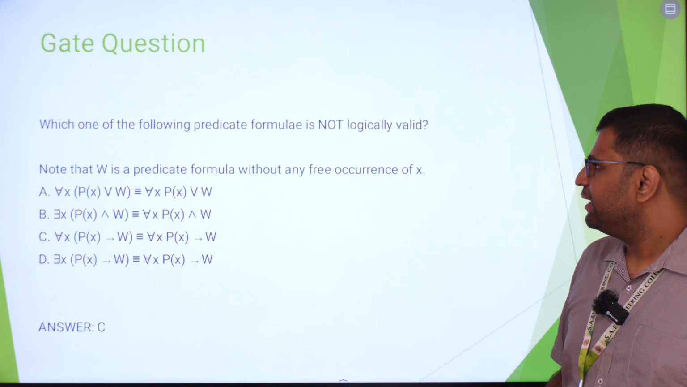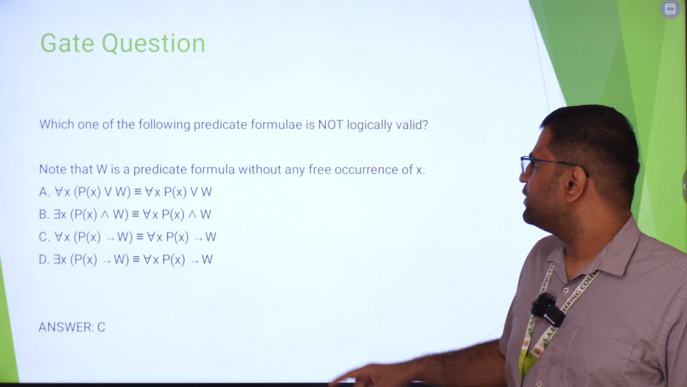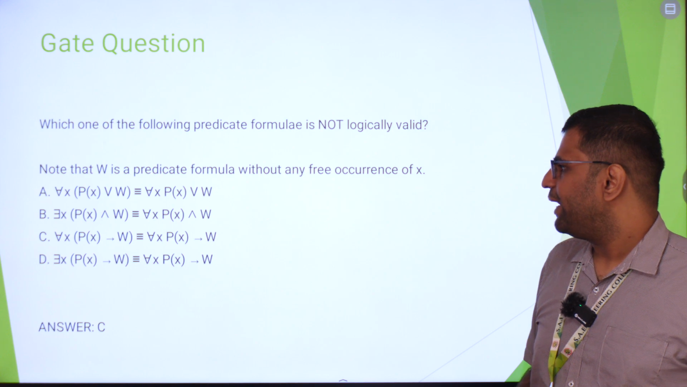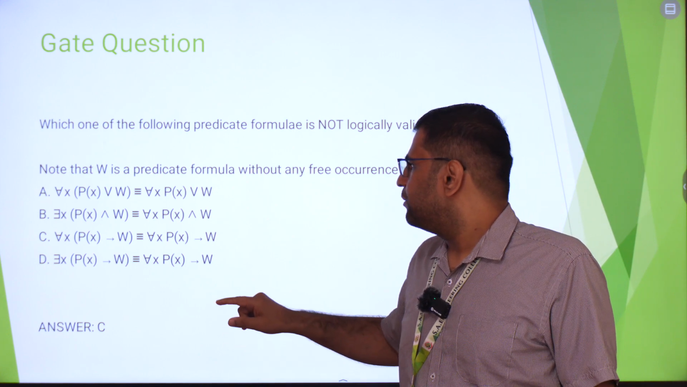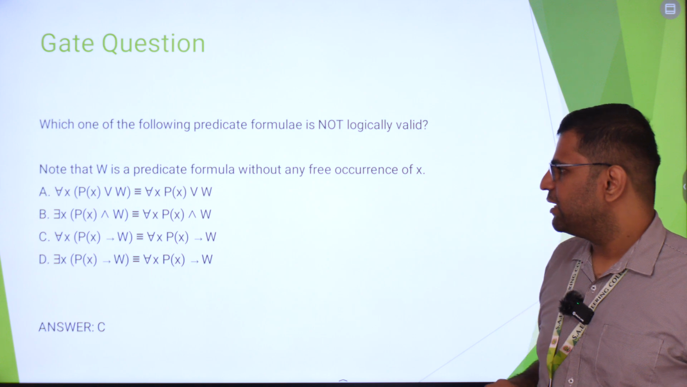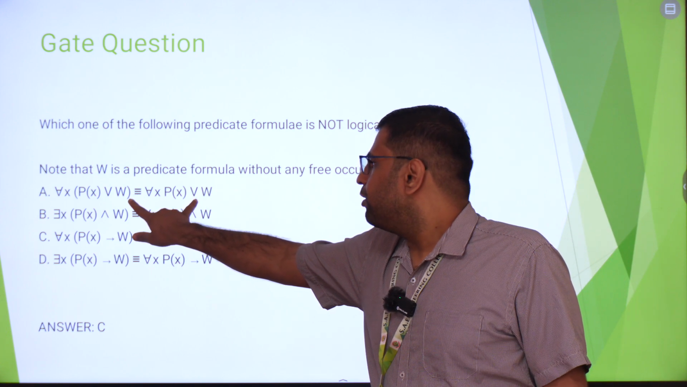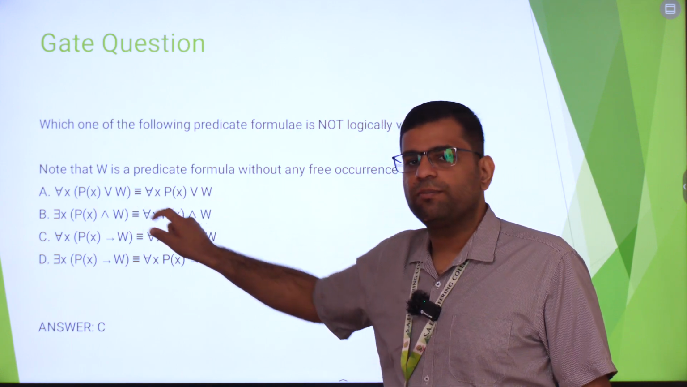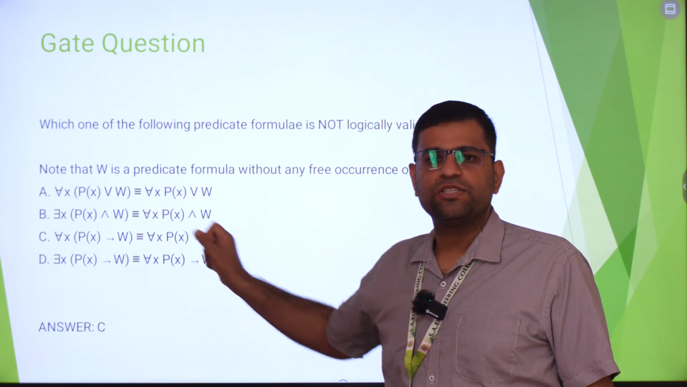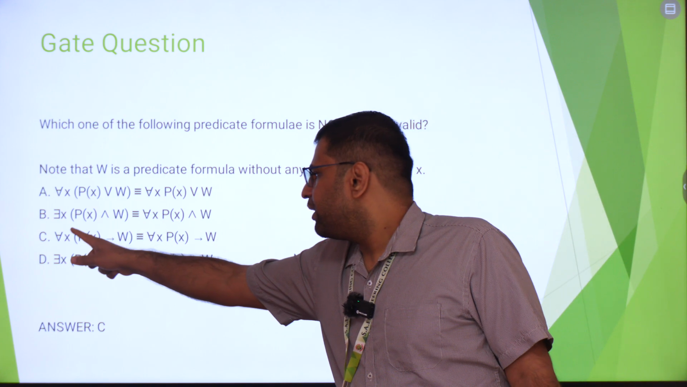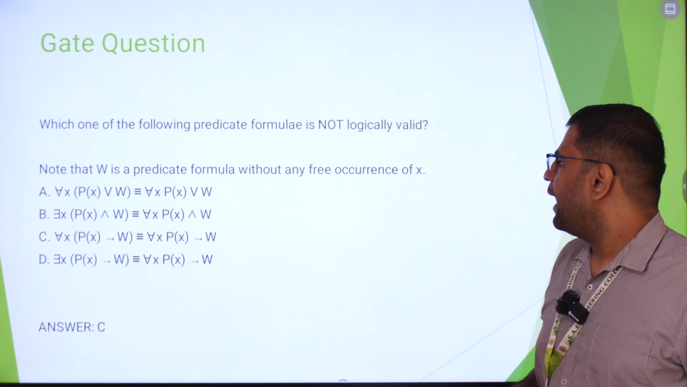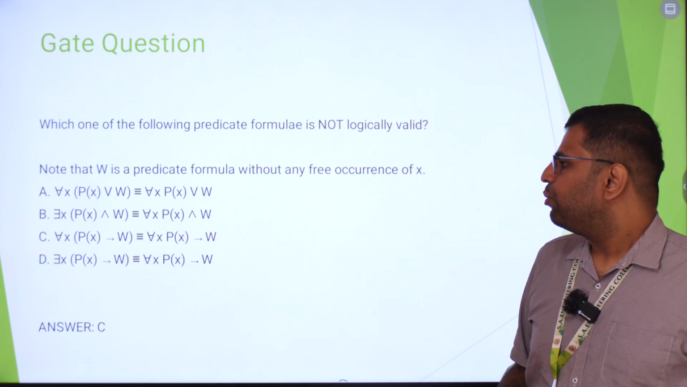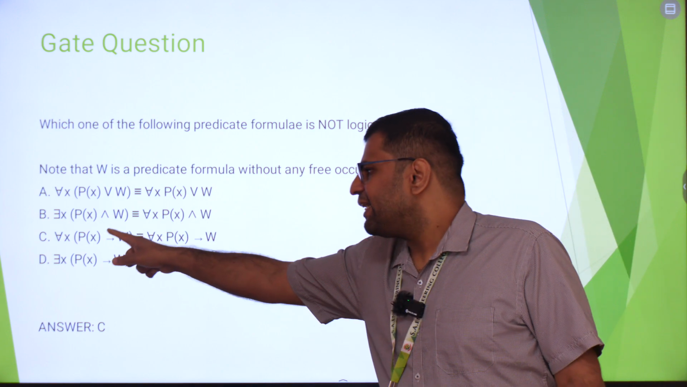And we'll see a GATE question, which asks which of these is not logically valid. To be not logically valid, note that w is independent of the value x. If w is true here, this expression remains true, and if w is false, this expression will be false. But this condition will be false and not logically valid. So this is not similar. Hence we select C.